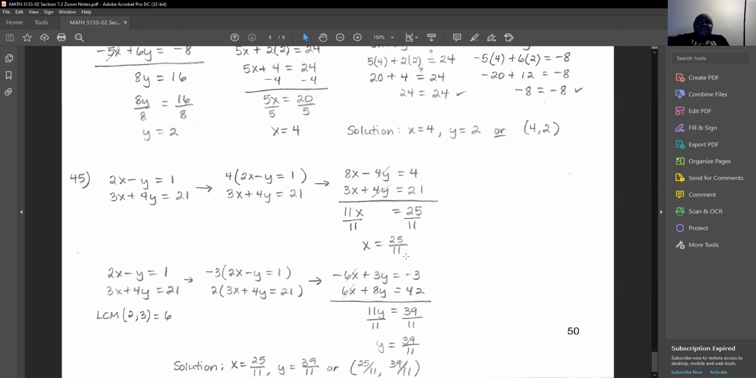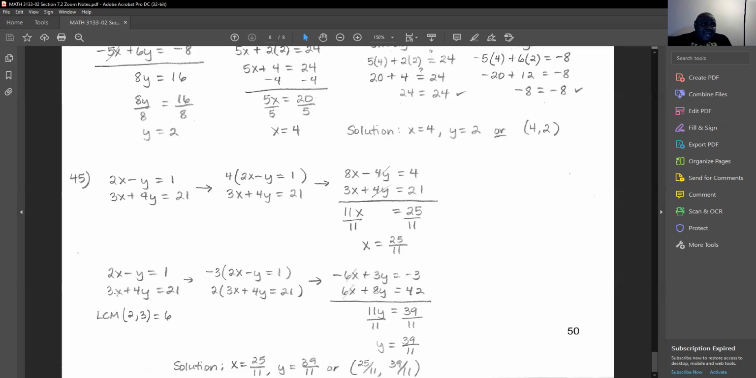Now here I got a not so good number, which is a fraction. Normally, like the other equation, I would substitute the x in either one of these two original equations, but I'm going to be dealing with a whole lot of fractions here. So this is what I did here. I rewrote the original system, which is right here. 2x minus y is equal to 1, and 3x plus 4y is equal to 21. First, I started off by eliminating the y's. This time, I'm going to eliminate the x's.